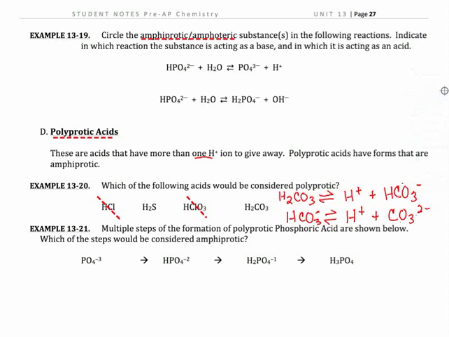Now, when you have polyprotic substances, that middle substance is amphoteric. Do you notice that in this direction, HCO3 minus is acting as a base? In this direction, it's acting as an acid. So it is amphoteric. All right, so the multi-steps, this is phosphoric acid.